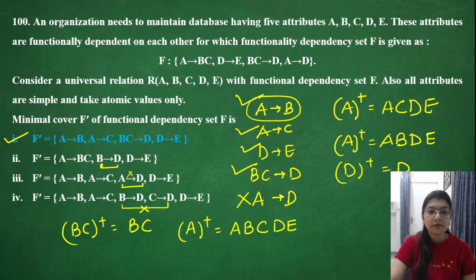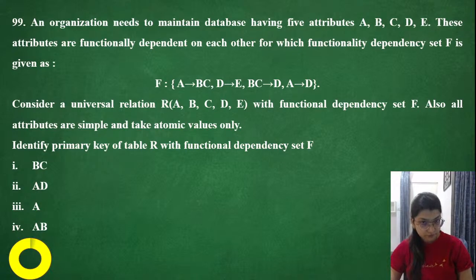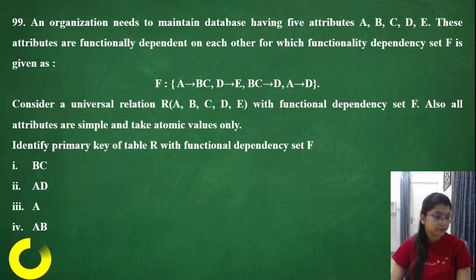Okay, next question. Same next question is, you have to find the primary key with the same functional dependencies. So functional dependencies are the same, simple, you have to find the primary key of R. Very quickly do it, very easy. Everybody has to give the answer because this is very easy and we have discussed this type of questions so many times. So everybody has to give answer for this one and very quickly.